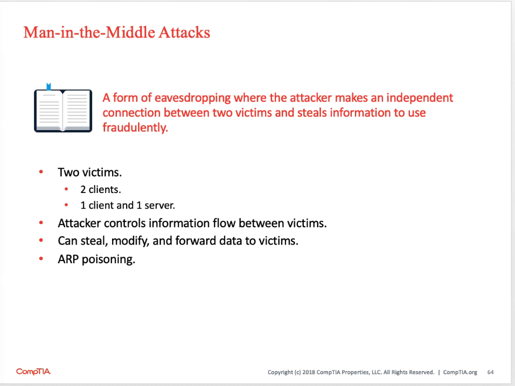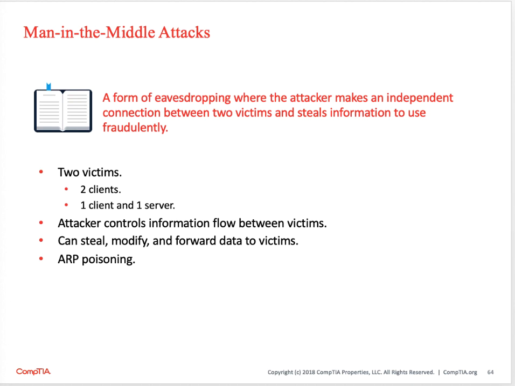Man in the middle attack. A man in the middle attack is a type of eavesdropping, and the attacker in this case is going to make an independent connection between two of the victims. Then the attacker can relay the information as if they're talking to each other. So they control the information flow between the two victims, and the attacker can view and steal information that he sees.